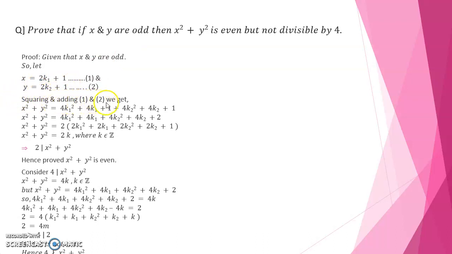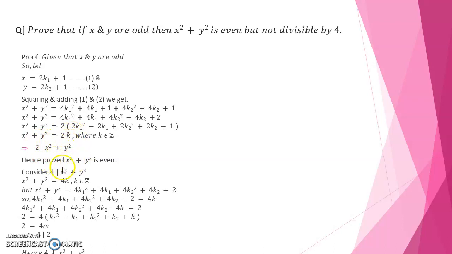Squaring and adding equations 1 and 2, we get 4k1 square plus 4k1 plus 1 plus 4k2 square plus 4k2 plus 1. When I rearrange this and take 2 common, I have x square plus y square equal to 2k, where k belongs to Z. Hence proving that 2 divides x square plus y square. That means x square plus y square is a multiple of 2, which means it is an even number.